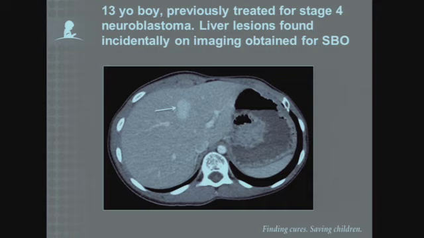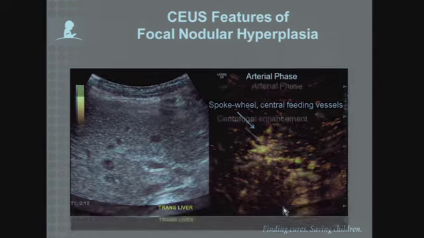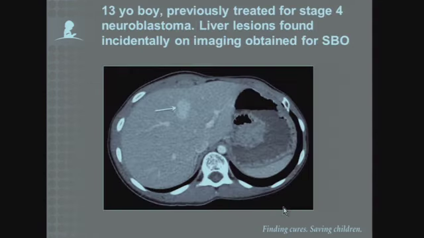Liver lesions develop commonly in children after treatment for cancer therapy. We find liver lesions not uncommonly on surveillance imaging that we're performing in these children once they've finished therapy. And this is an example of such a case. This was a 13-year-old boy who was previously treated for stage 4 neuroblastoma. He underwent a CT examination when he developed a small bowel obstruction. And on the CT that was obtained, this enhancing liver lesion was found as an incidental finding.